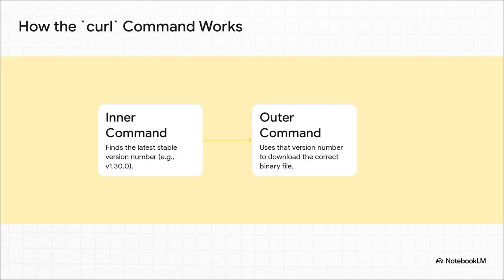So what's the magic behind it? Well, it's really two commands smashed into one. See that part in the parentheses? That inner command runs first. It basically calls up the Kubernetes servers and asks, hey, what's your latest stable version number? It gets an answer, let's say it's v1.30.0, and then it immediately plugs that number into the main download URL for the outer command. It's just perfect self-updating automation.